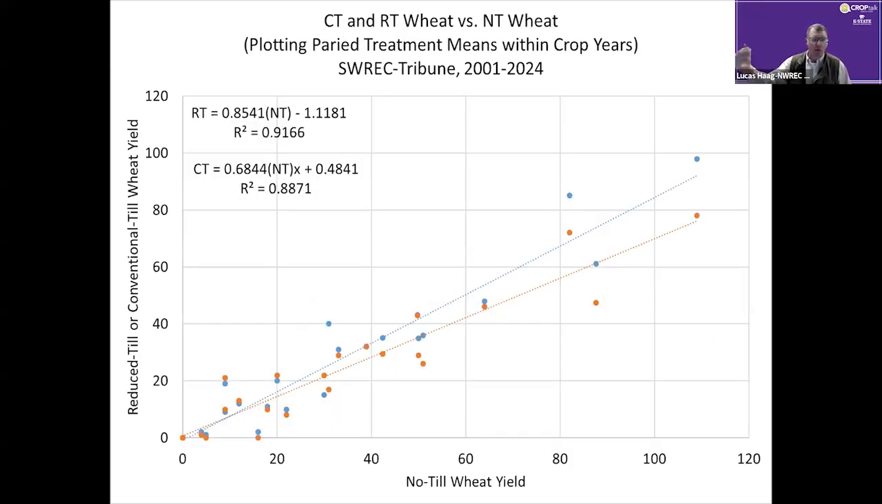If we look at what that difference looks like as a function of yield environment, basically this is the yield of the reduced till or the conventional till as a function of no-till wheat yield, all within the same year. In general, as our yield potential goes up, as that yield environment goes up, the spread between the reduced till, the conventional till, and the no-till gets wider. In lower yield environments, we don't see that large of a difference between the 3 tillage treatments. As we get to higher yielding environments, we see greater differences.